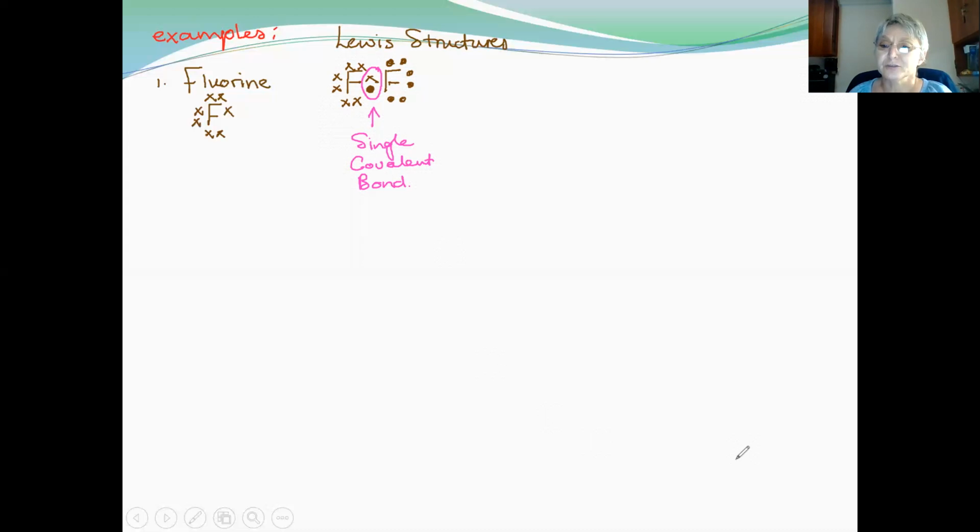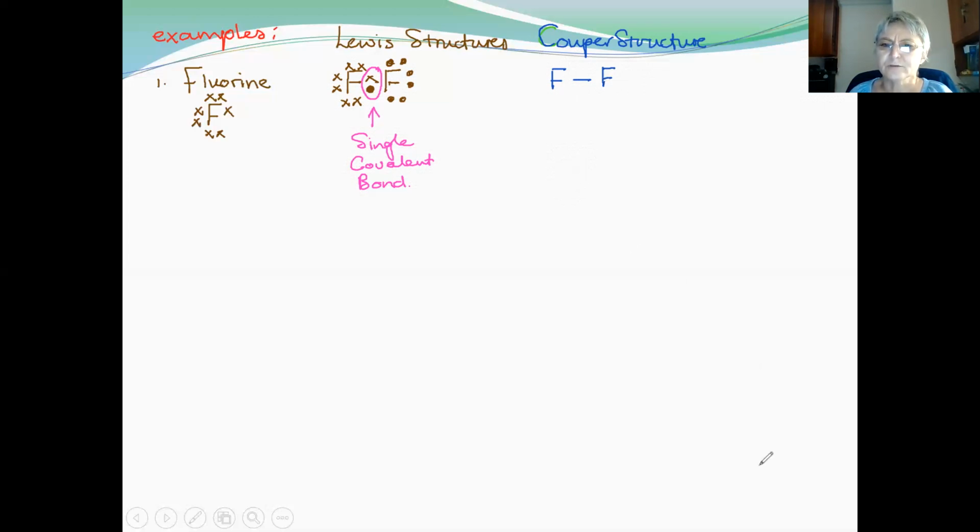Now I'm going to introduce you to the Couper structure. Couper structure, let me use another color here. In the Couper structure, we use a dash to represent the bond, the single bond between the fluorine atoms.